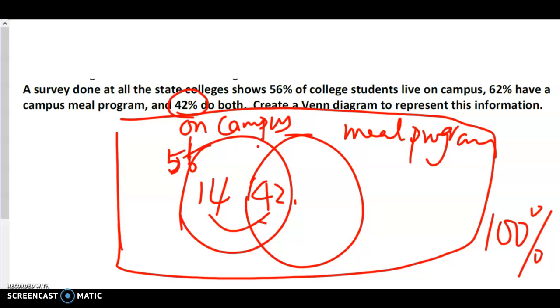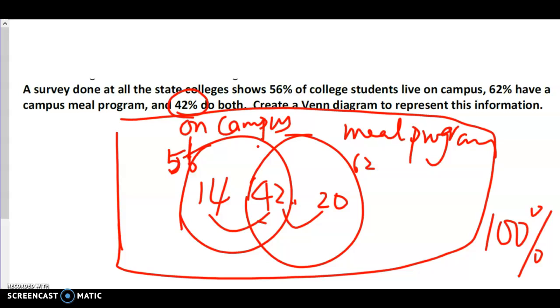For the other side, it's the same. This meal program is 62, so the total is 62. You already have 42 now, so the left will be 20. Then 42 plus 20 will be 62. Okay? And if you want to double check, you add them up, to check whether they add up to 100 or not.